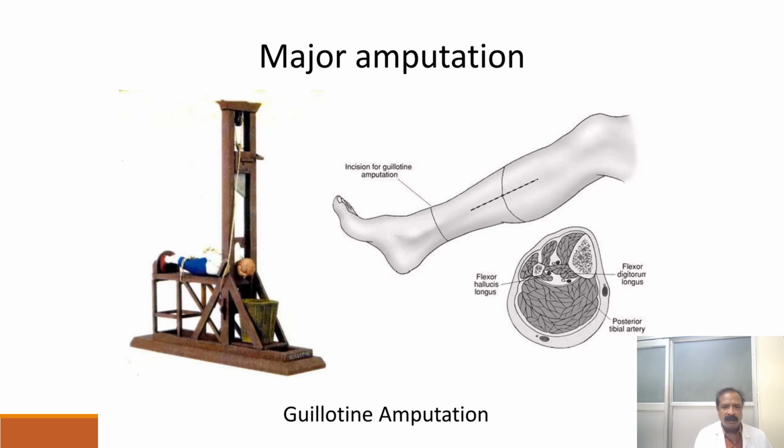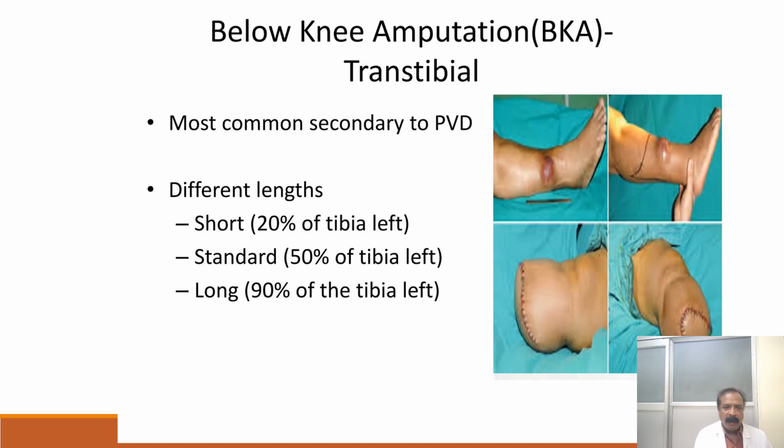Major amputations: discuss a few, below knee amputation or above knee amputation. This is the photograph of a guillotine amputation. You have to cut transversely to control the infection. Below knee amputation comes in various lengths: short, standard, and long.